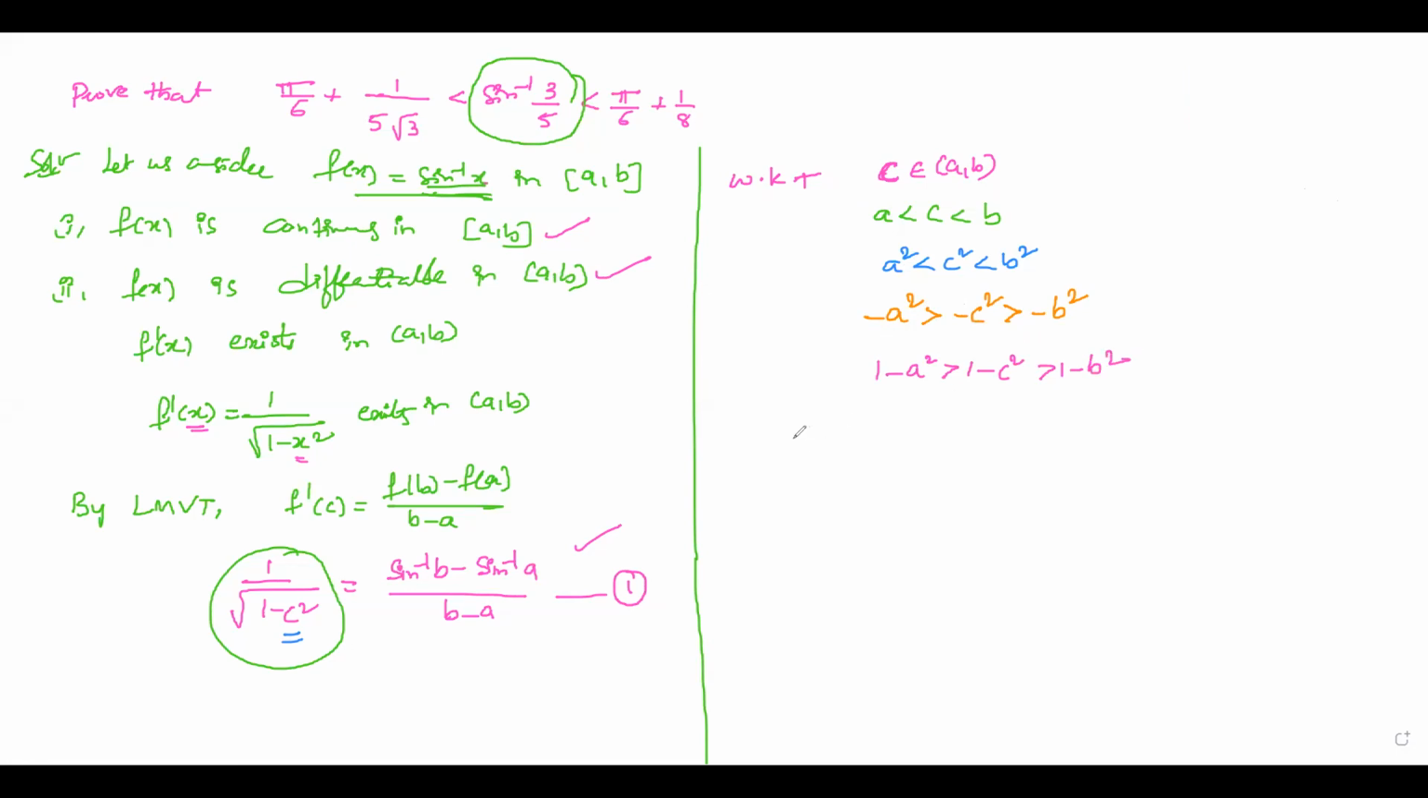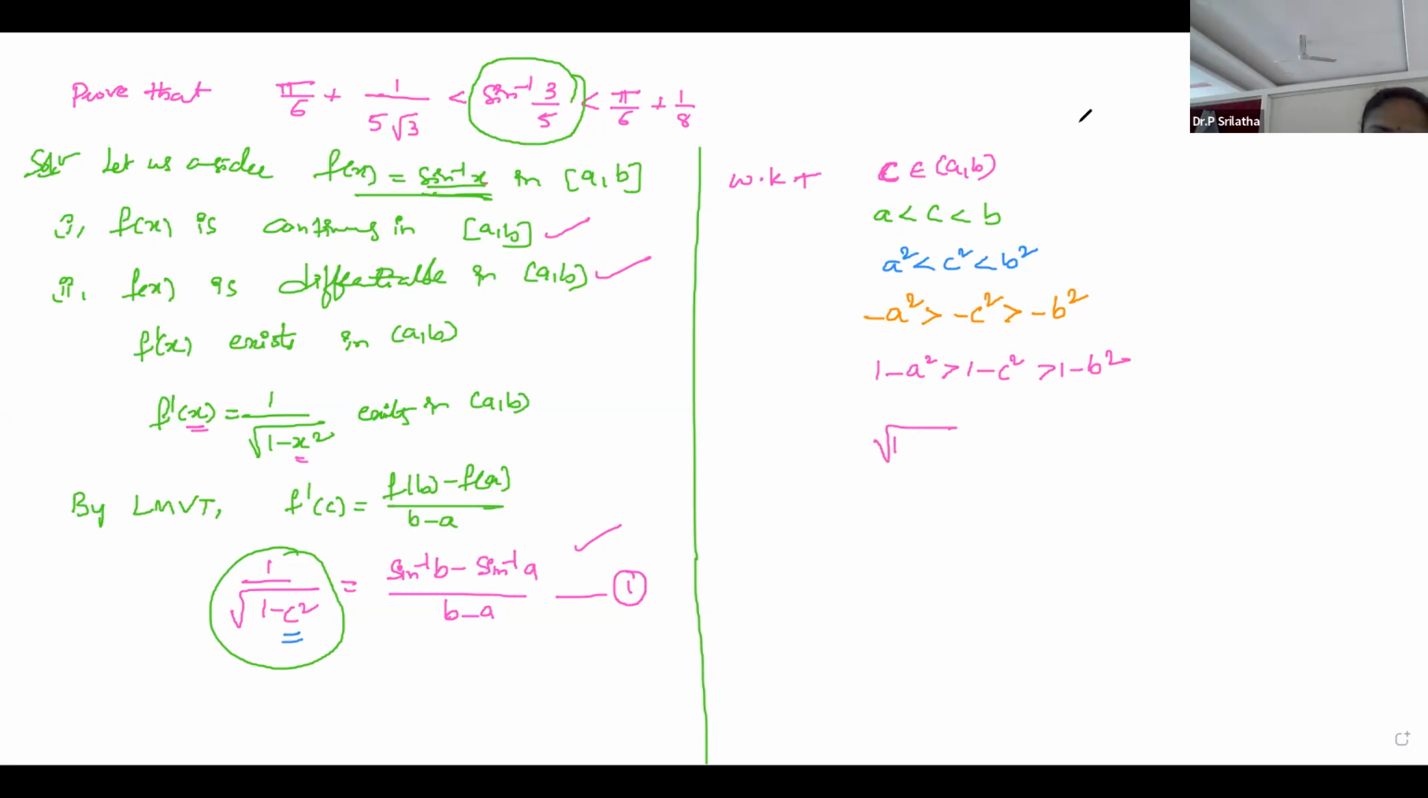Next, whole root on all. Very good. Take the root on both sides. So the root of 1 minus a square is greater than the root of 1 minus c square, which is greater than the root of 1 minus b square. Next.